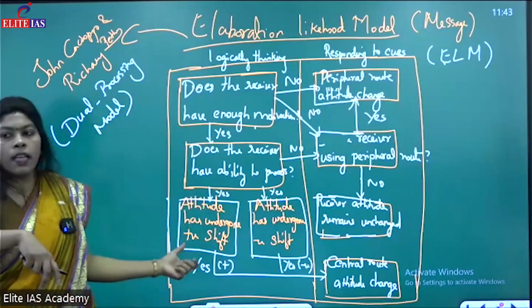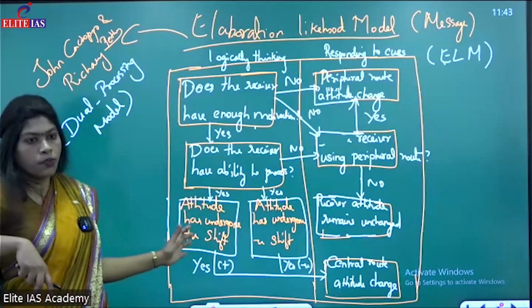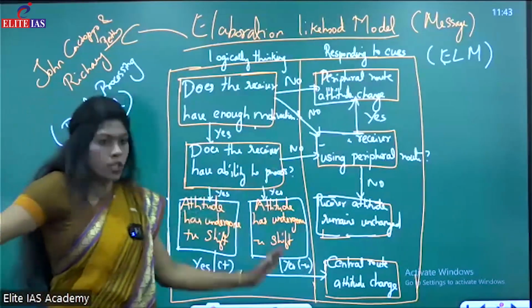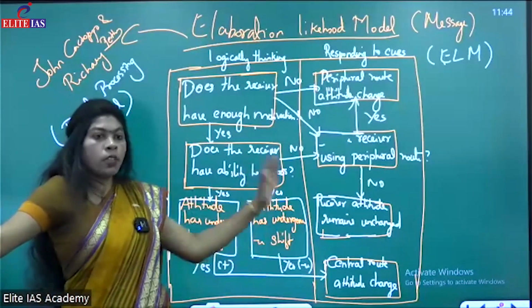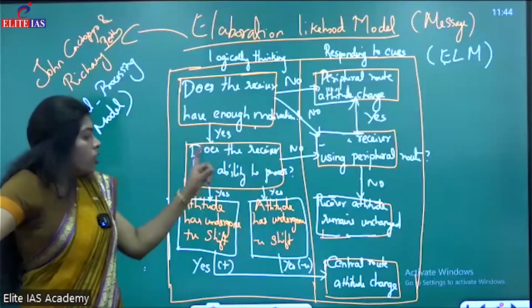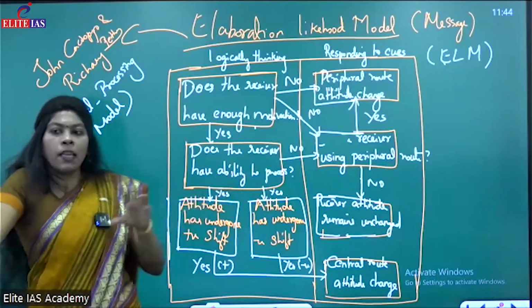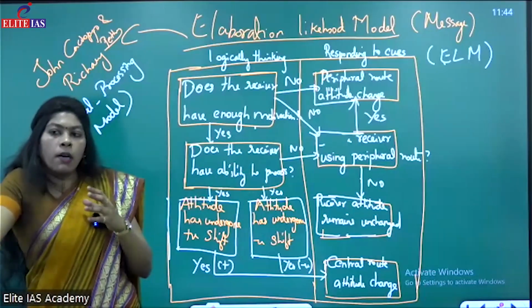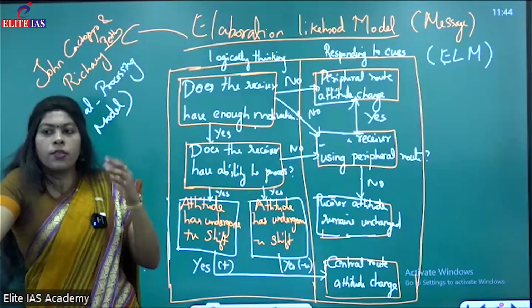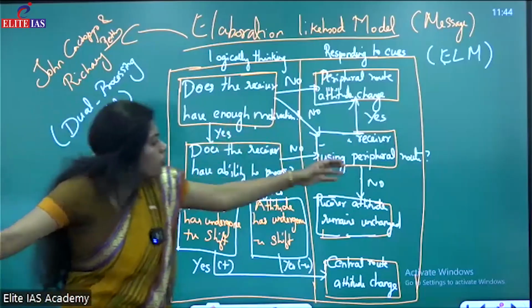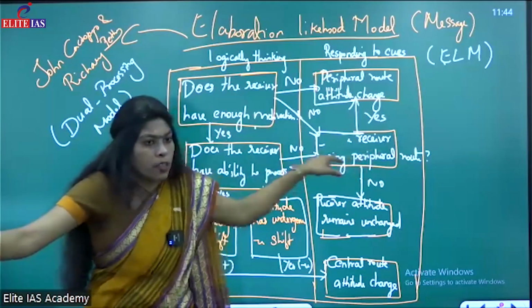Either you may buy the product, that is a positive shift, your attitude may get a positive shift, or you may go to a negative shift. But in both cases, you are using the central route only. If you are not able to process the information which this person is trying to say, then that means you are a Google Baba's student. You have searched something about the product and come here. Then you don't have much knowledge. Then you are using the peripheral route only.